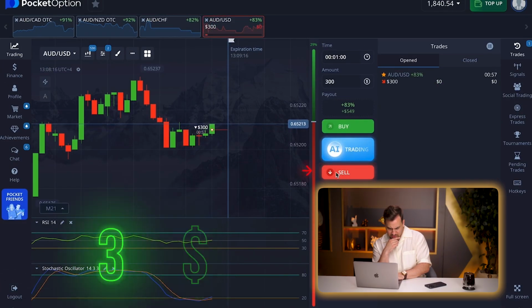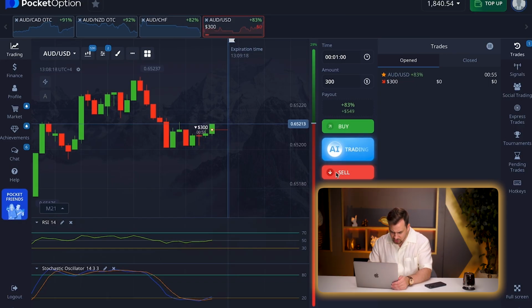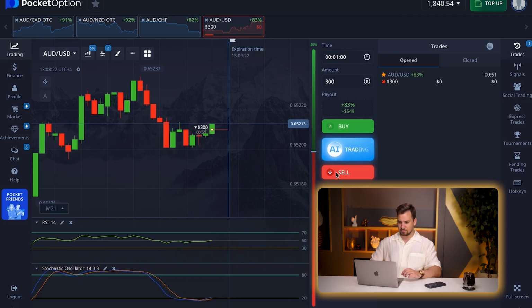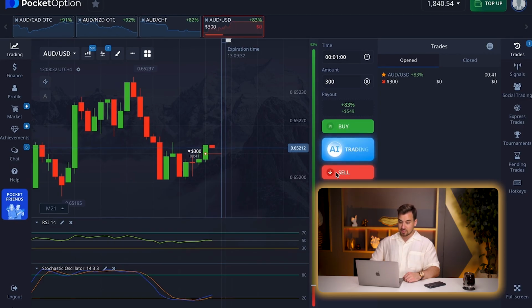Looking at the Australian dollar and the US dollar chart, RSI is entering overbought territory. Stochastic is also bending downward, lines converging. This may signal an upcoming reversal. I'm not entering yet. I want the confirmation candle first, and here it is. The first red candle after a long upward move. That's a solid reason to enter. So we are entering a down trade.